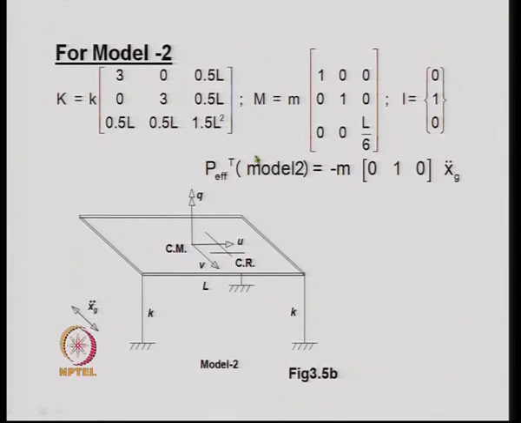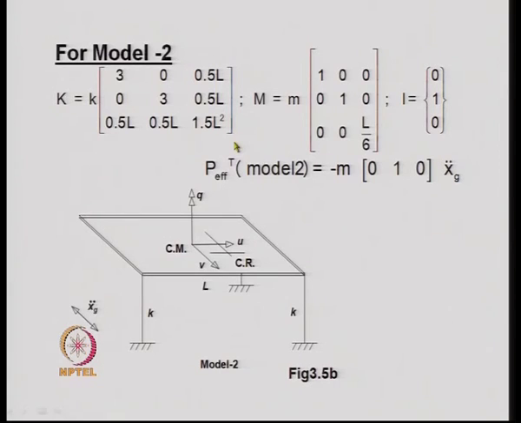The K matrix, again we can see that there is no coupling between U and V, that is what we expect, but there is a coupling between this translation and the rotation, and this translation and the rotation over here. So, we have this form of the stiffness matrix.